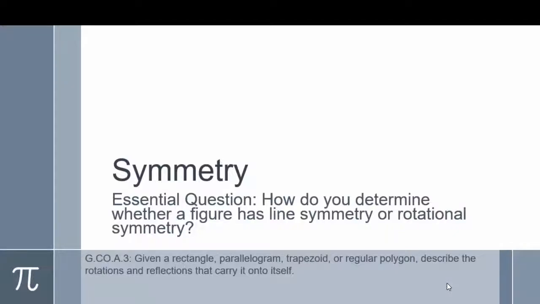In this lesson, we are looking at symmetry. Our essential question is, how do you determine whether a figure has line symmetry or rotational symmetry? Our standards are GCO A3: given a rectangle, parallelogram, trapezoid, or regular polygon, describe the rotations and reflections that carry it onto itself.